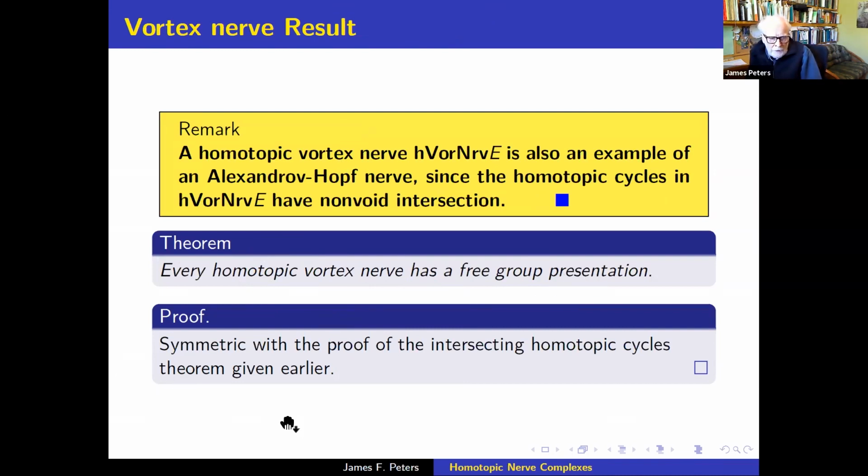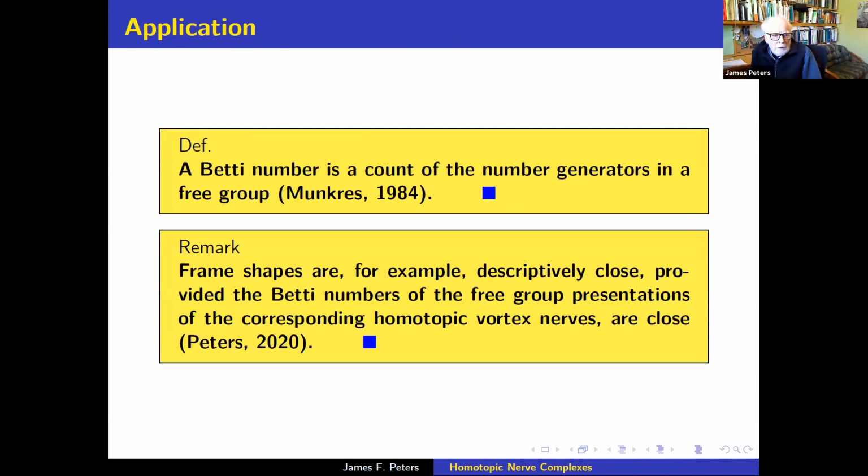And then we go over Betti numbers. And this is our application. I think I have time to show you. A Betti number in this case is a count of the number of generators in a free group. This is from Munkres, 1984. And I'm going to show you now what this looks like if I apply this. This will give you something restful for your eyes.